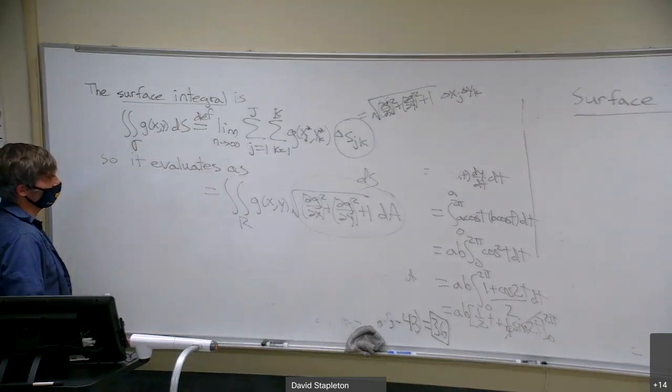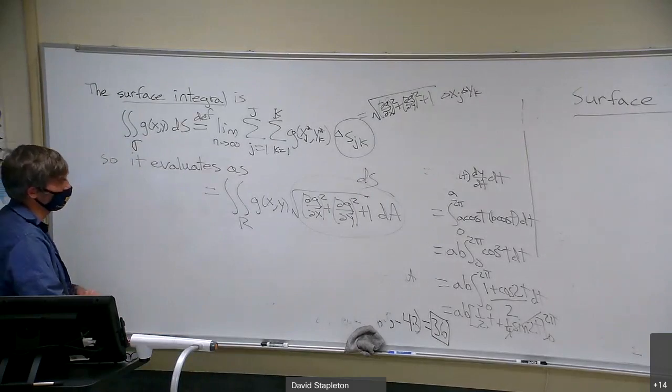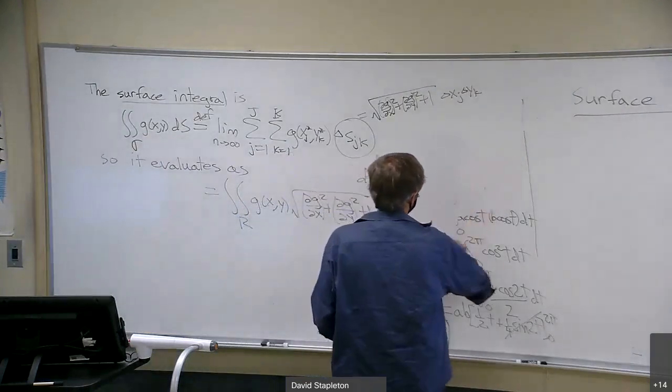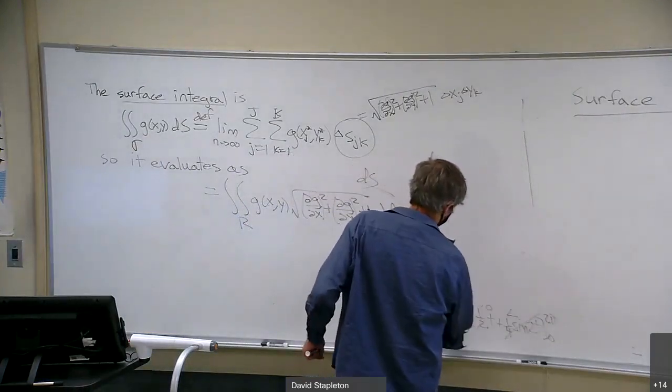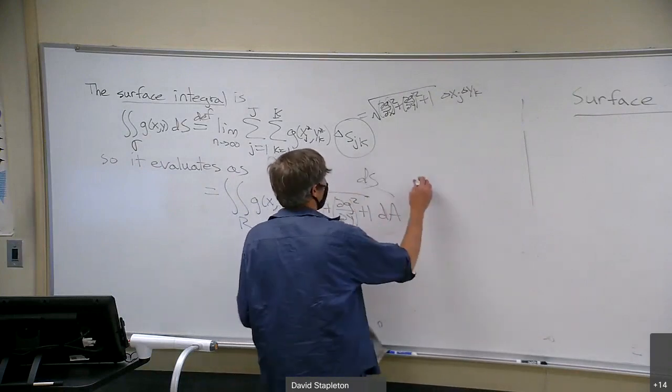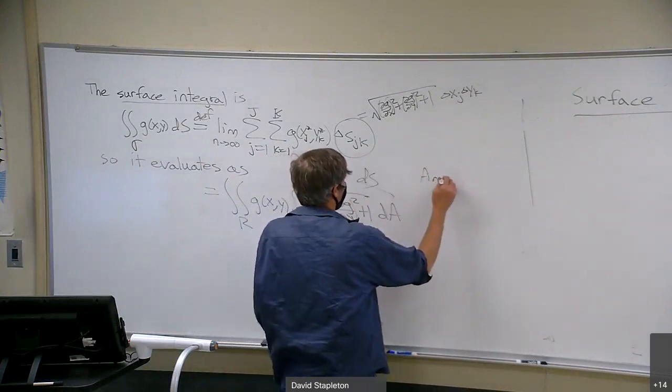Does that look like anything familiar? I always have trouble remembering this thing. The way I remember it is this: it's analogous to what we did with arc length. How do we do an arc length parameter? An arc length.